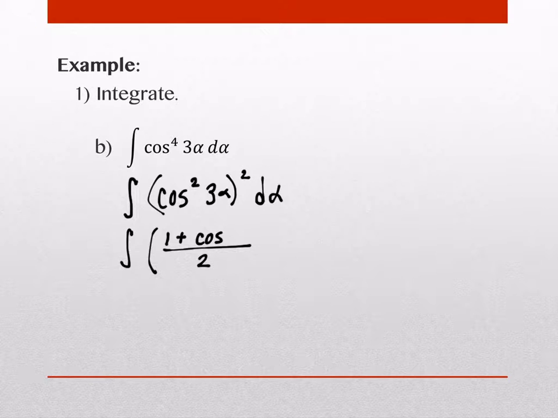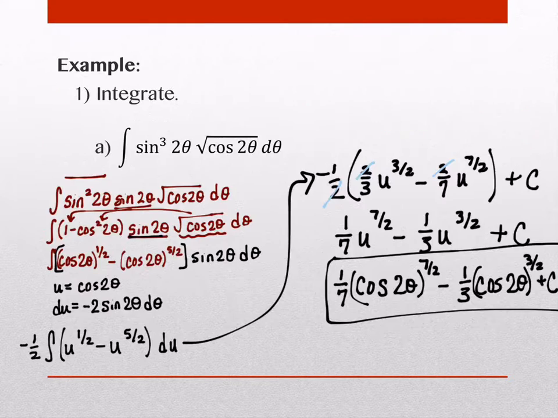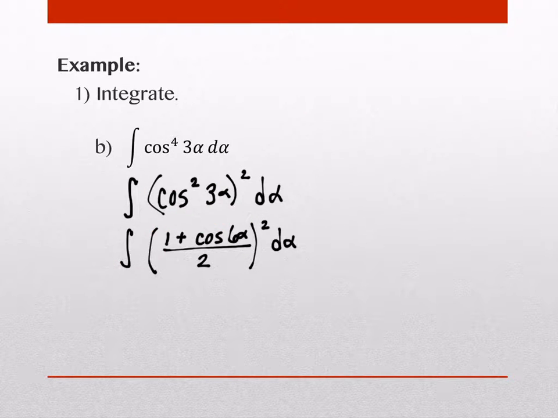Close. It was 2 times the angle. But what's our angle in this problem? 3 alpha. So when we double our angle, we're actually going to get 6 alpha here. And then we're going to square this. Okay, are you guys okay with that? Does everybody see where the 6 alpha came from? Doubling the angle, right? And our angle was already 3 alpha, so now we've got an angle 6 alpha. Fantastic.